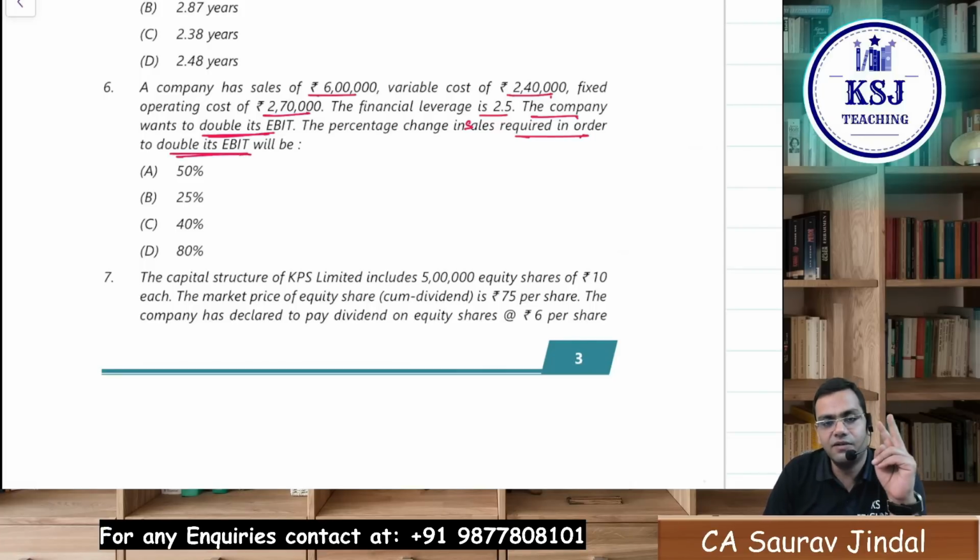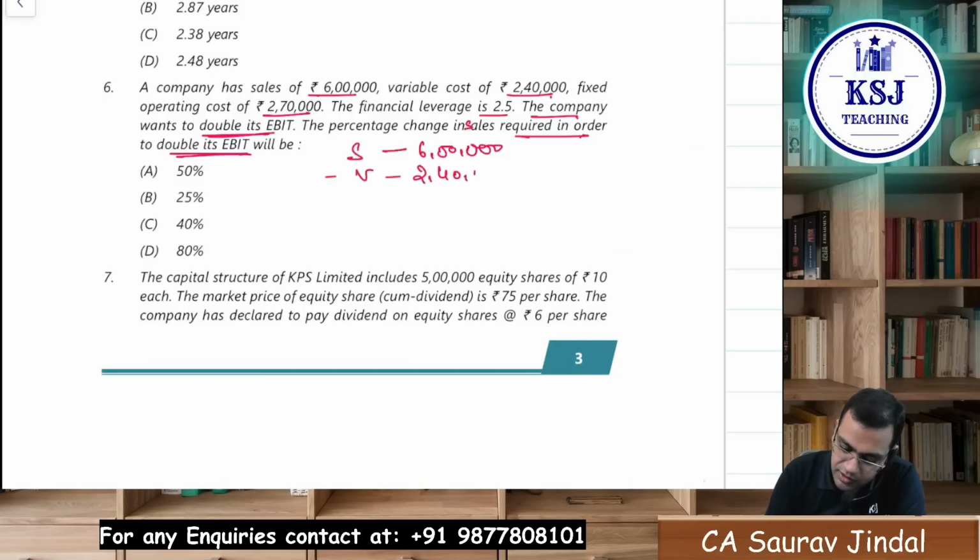Now the first thing that should come to your mind is the relationship between sales and EBIT. Which leverage tells us the relationship between sales and EBIT? Very simple, operating leverage. So the first focus is how to calculate operating leverage. Sales are given: sales of 6 lakh rupees minus variable cost of 2,40,000. So you will get a contribution of 3,60,000. This is your contribution.